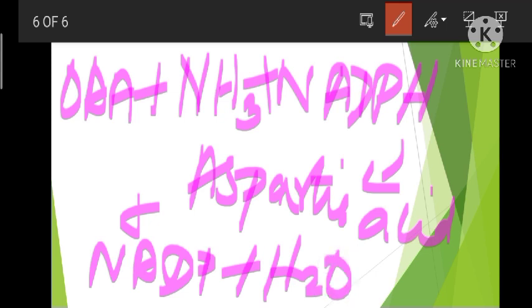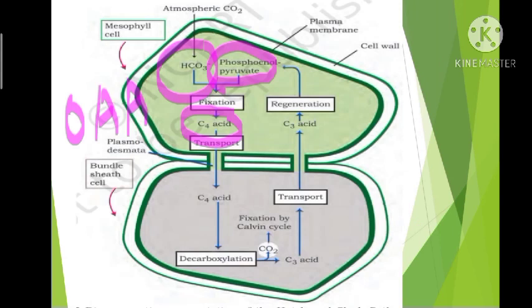So this is how aspartic acid is formed from oxaloacetic acid. We can say aspartic acid is formed by amination. Amination means one amino group is added to it. Is it clear? As a result, water and NADP also will be released, and it is catalyzed by the enzyme dehydrogenase. So oxaloacetic acid is converted into malic acid or aspartic acid in the mesophyll cell itself.